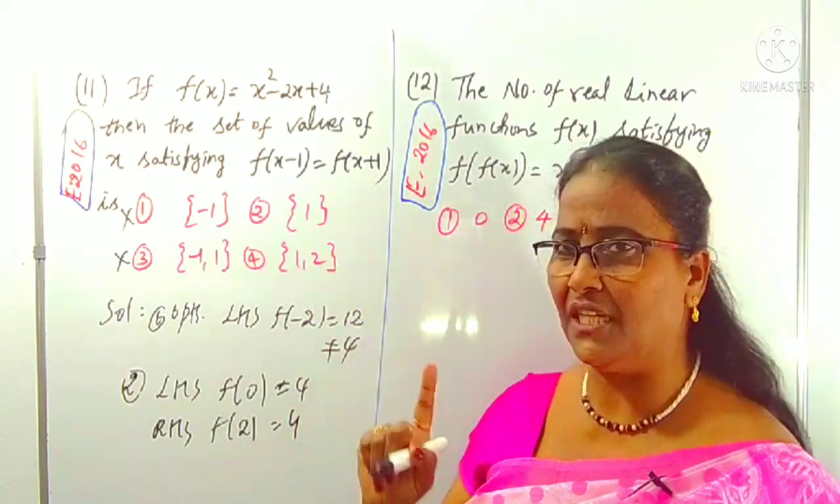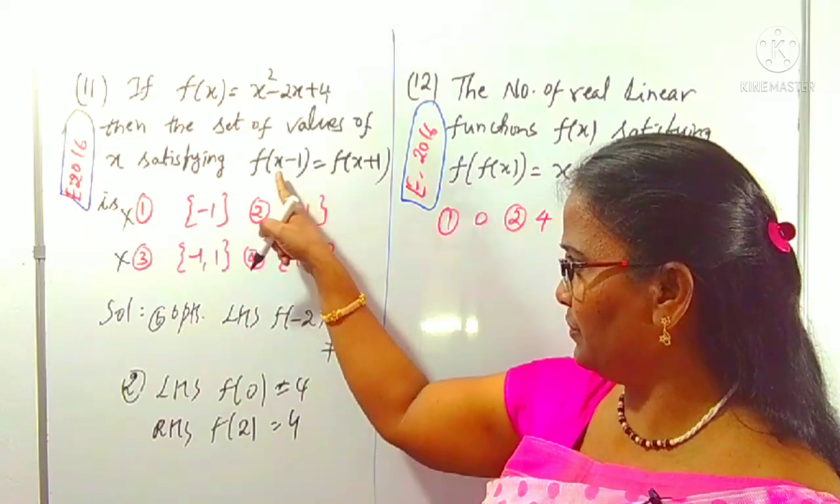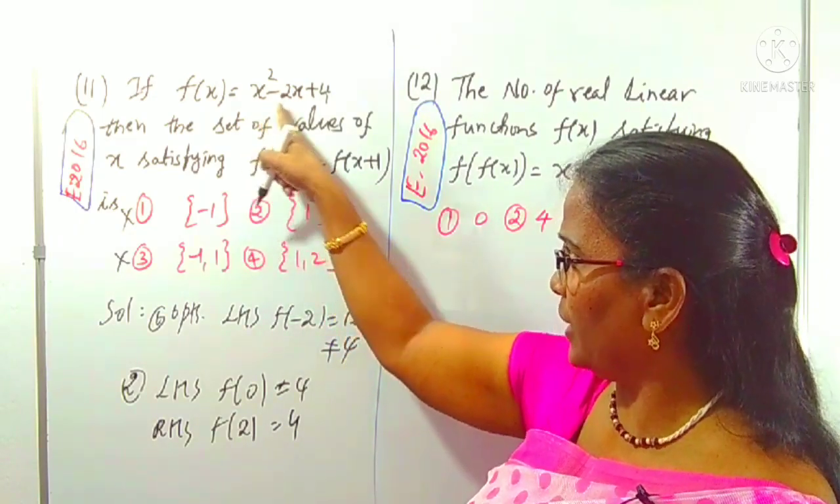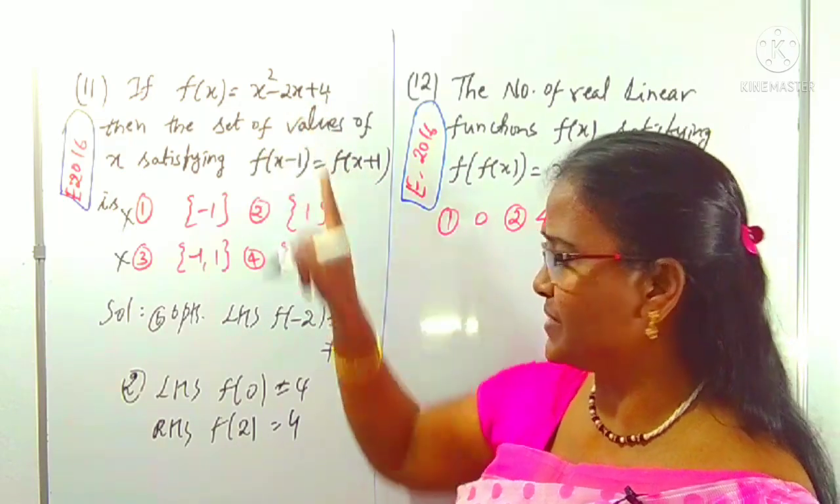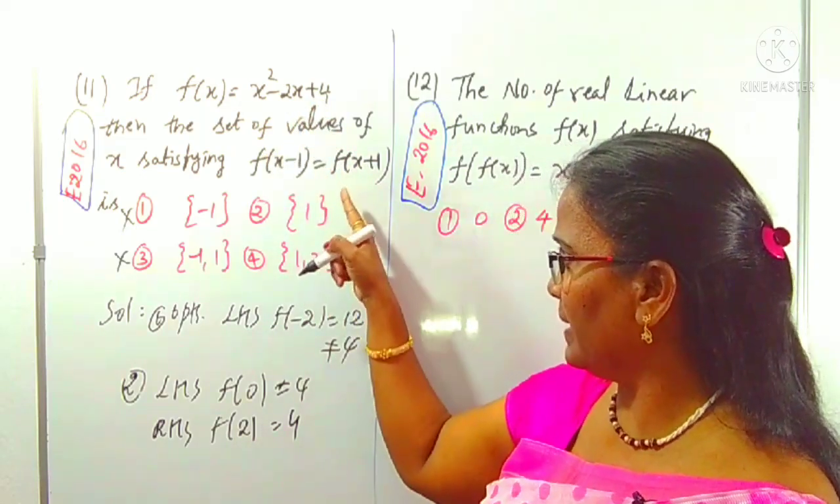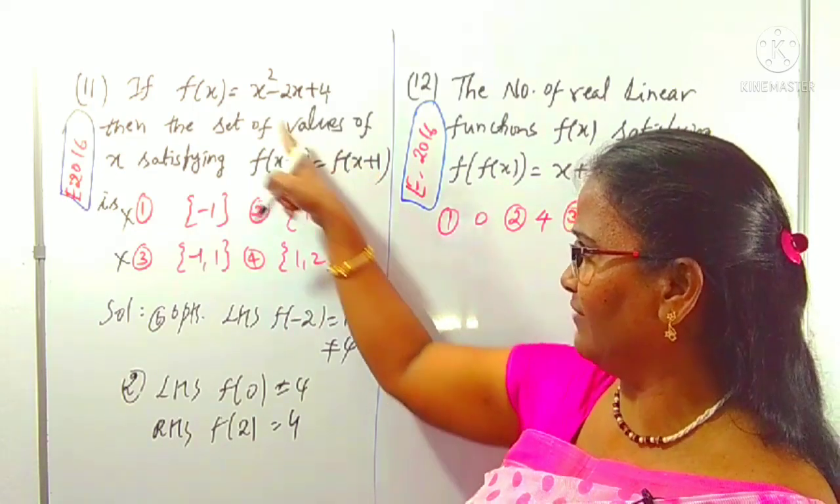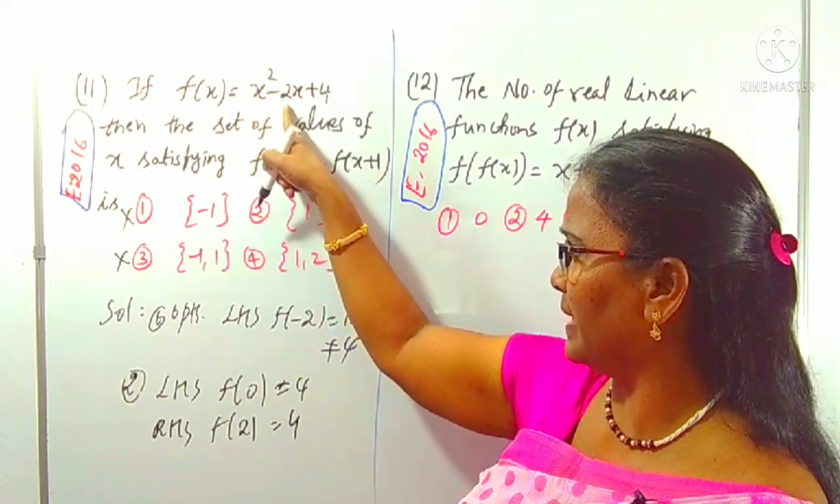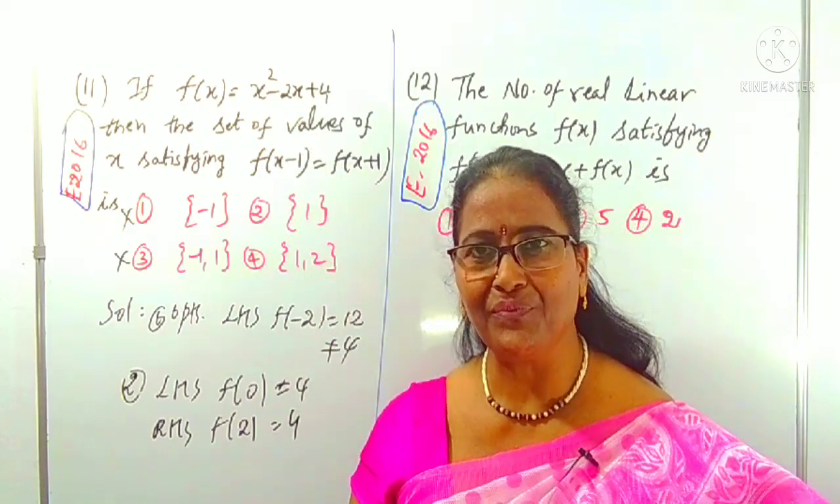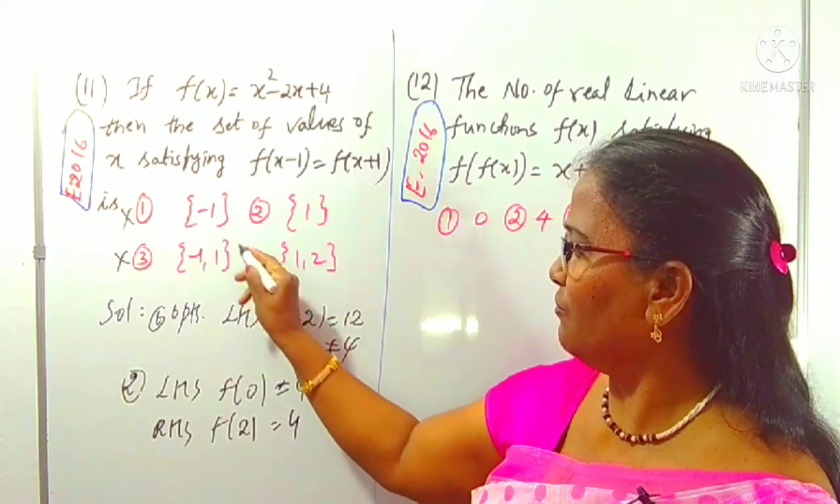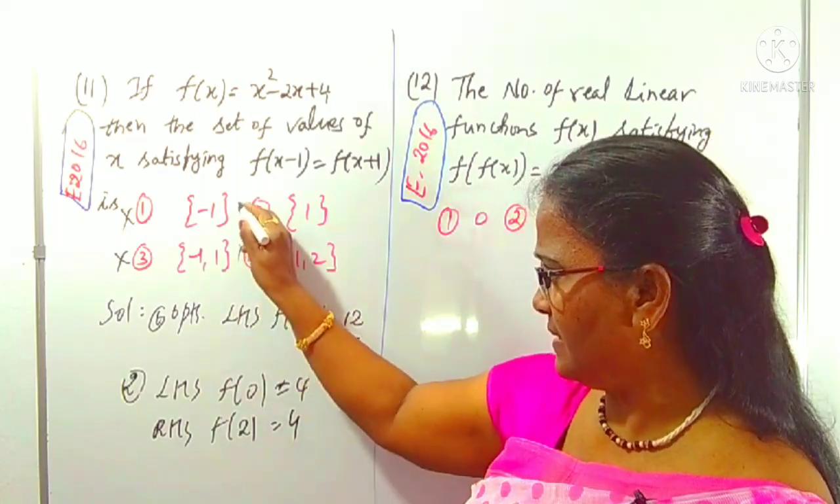In the fourth option you can check the 2. X equals 2, if you substitute, f of 2 minus 1 is f of 1. F of 1 is 1 plus 4, 5. 5 minus 2 is 3 on the left side. Whatever the right side, 2 plus 1 is 3. F of 3 is 3 squared 9, 9 minus 6 is 3, 3 plus 4 is 7. It is not equal to RHS. Therefore, it is not the fourth option. It is clearly the second option.